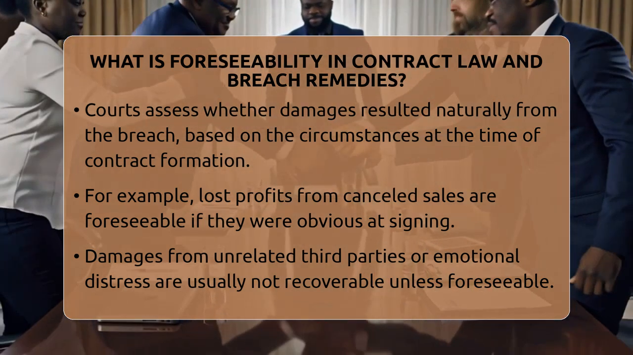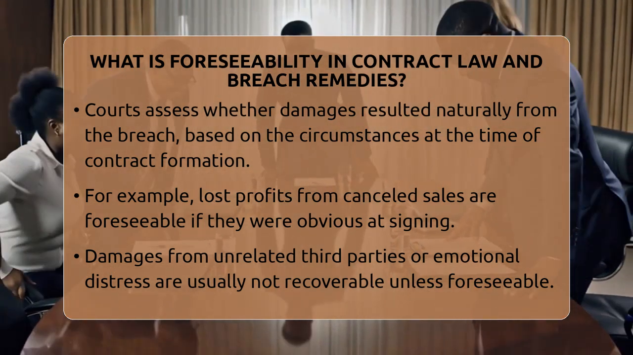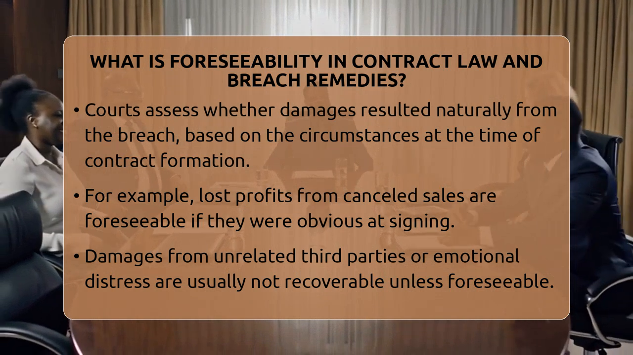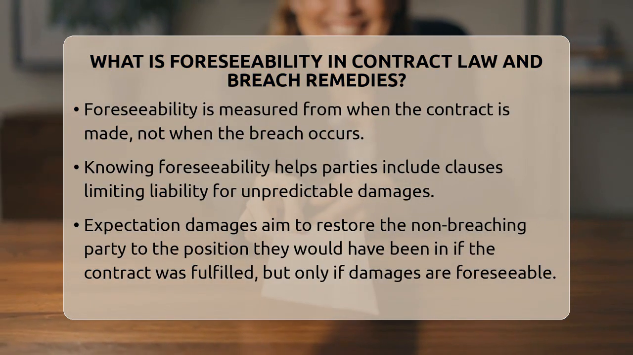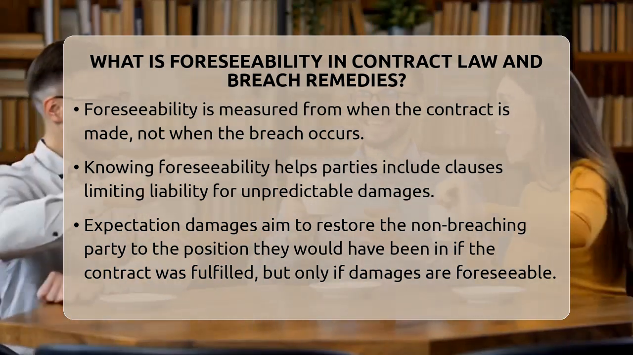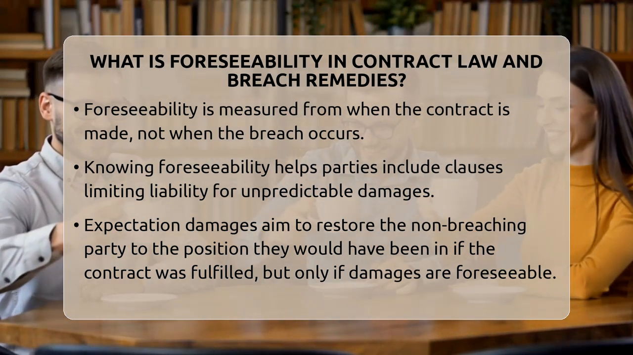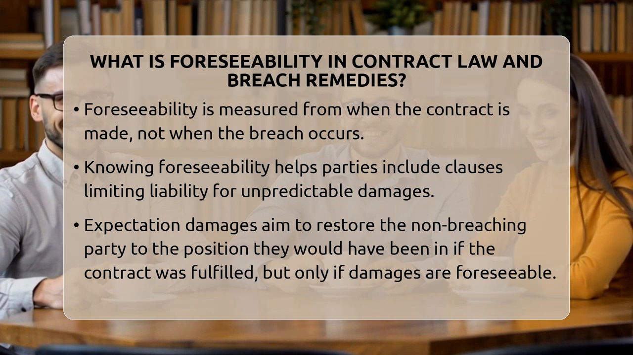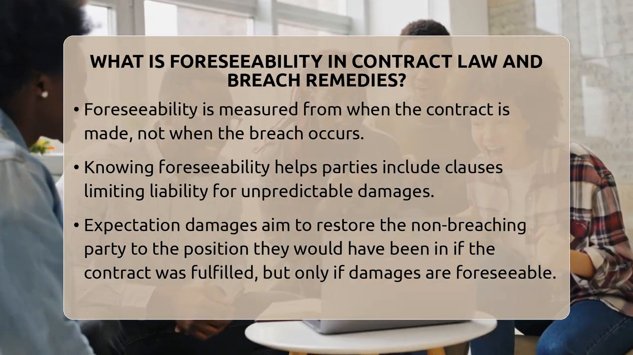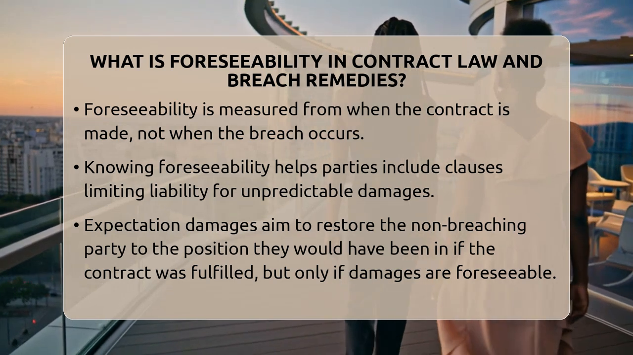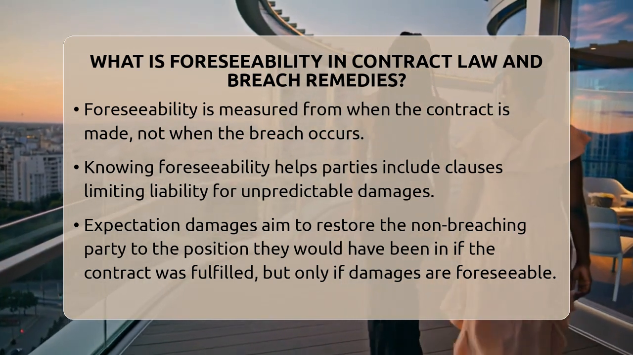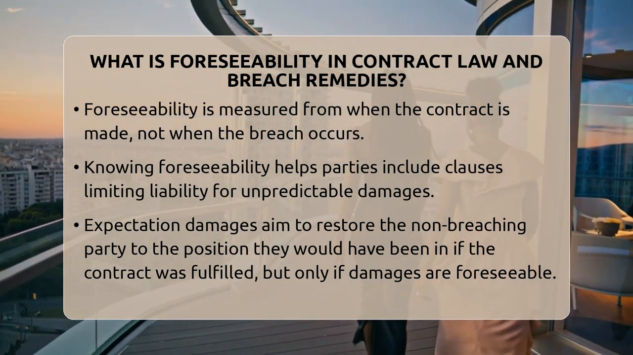Damages that are usually foreseeable include costs to fix the breach or profits that could have been earned. For example, if a supplier fails to deliver parts on time, the buyer can recover costs for delays and lost sales that were predictable. On the other hand, damages like emotional distress or damages from unrelated third parties are often not recoverable because they are not foreseeable.